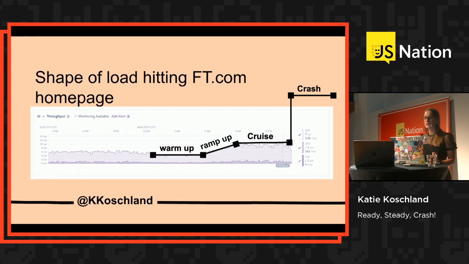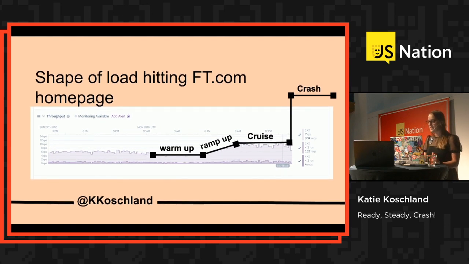Again, it's a graph showing the number of requests per second hitting the ft.com homepage over a 24-hour period. From 12 a.m. to 6 a.m., there's a low level of requests per second of 5. And this is what I defined earlier as the warm-up phase. From 6 a.m. to 9 a.m., there's this gradual increase in the number of requests per second from 5 to 11. Clearly, this is during our users' daily commute.